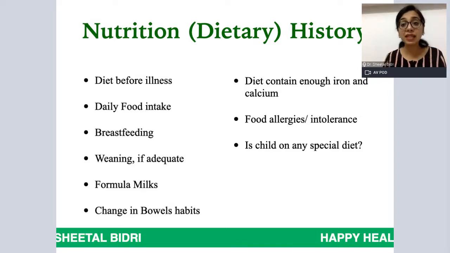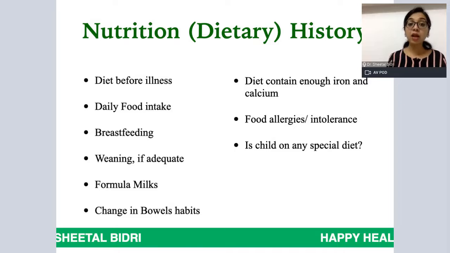And when they're weaning, when they're starting the complementary food from the 6th month, what did they start? Was there any difficulty? Was it that this illness started from that particular weaning period, or was it a formula milk given that the child couldn't tolerate, or any changes in the bowel habits since the new food substance was given to the child?